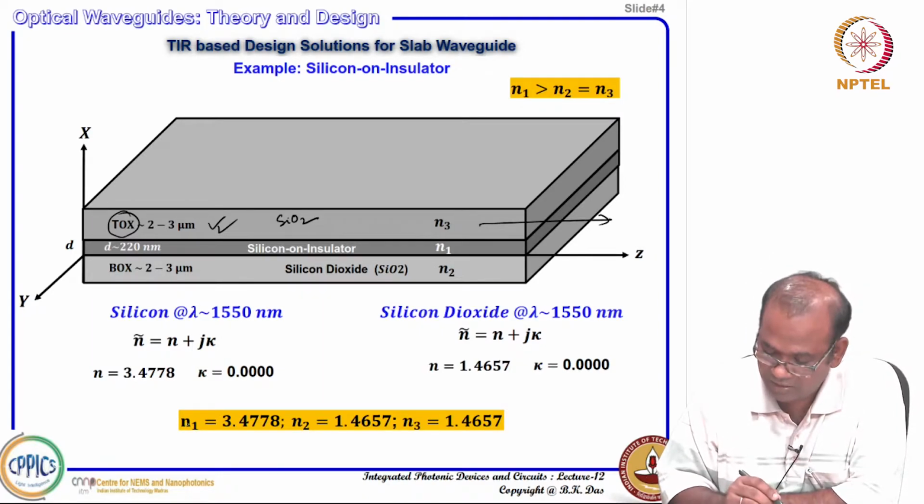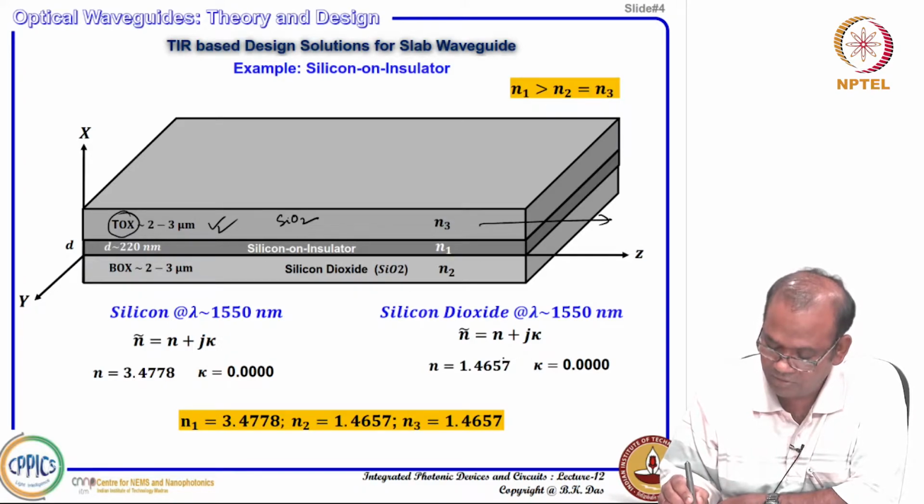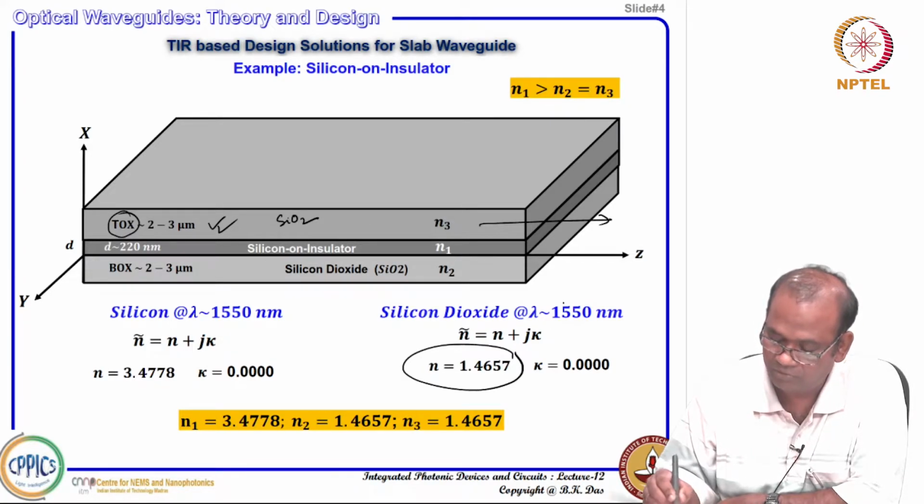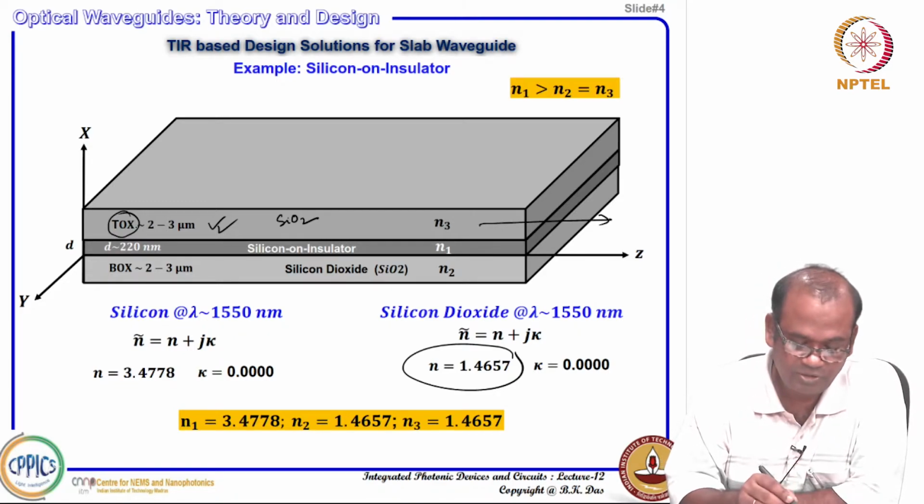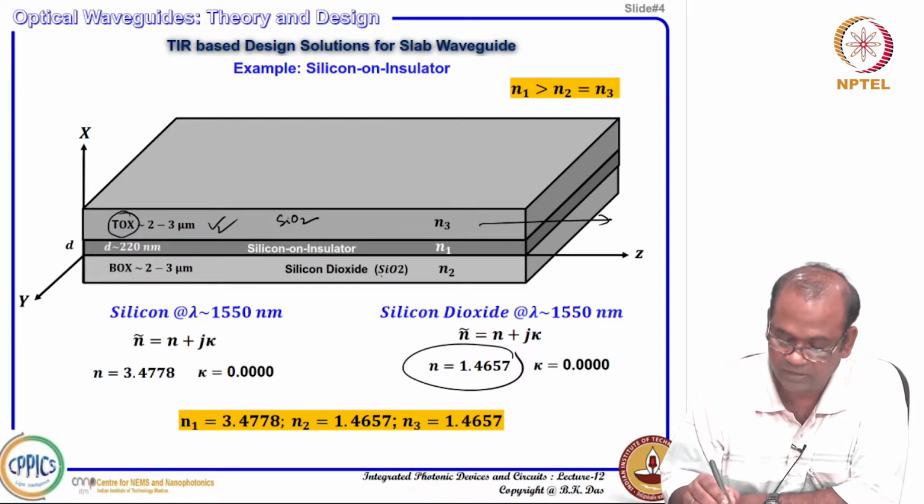So instead of air you can have a top cladding layer also, with a refractive index around 1550 nanometer. In this case, TOX and BOX are both silicon dioxide, this is also silicon dioxide, this is also silicon dioxide.